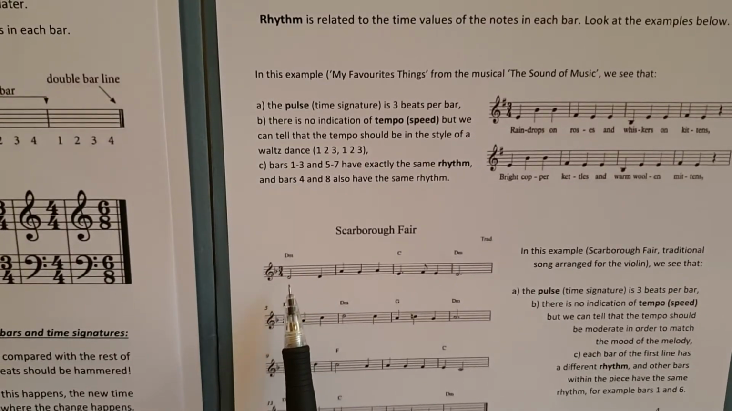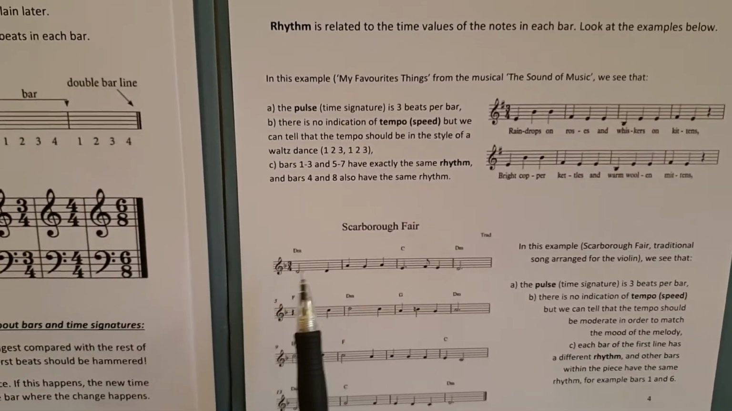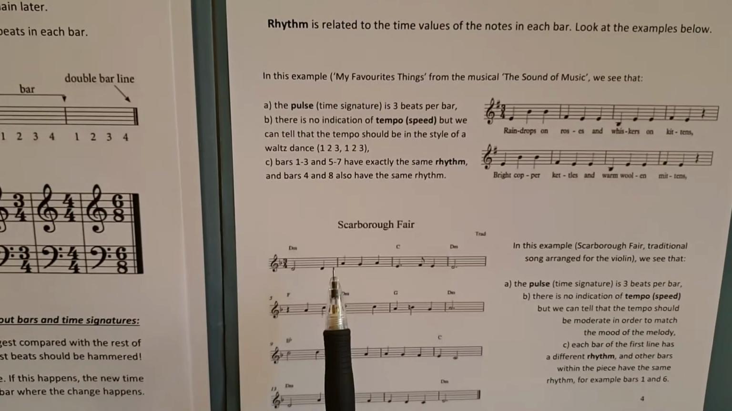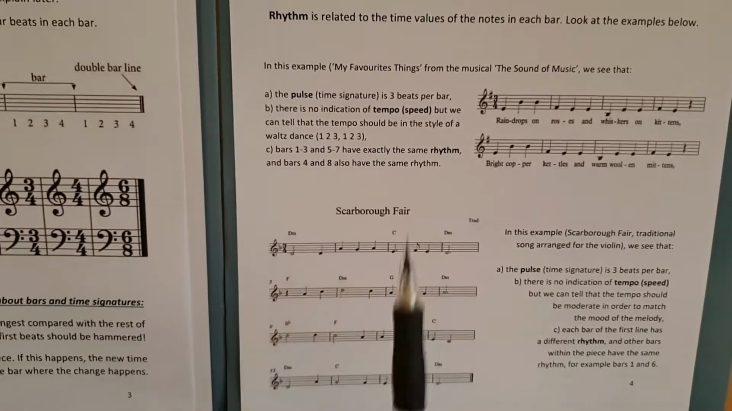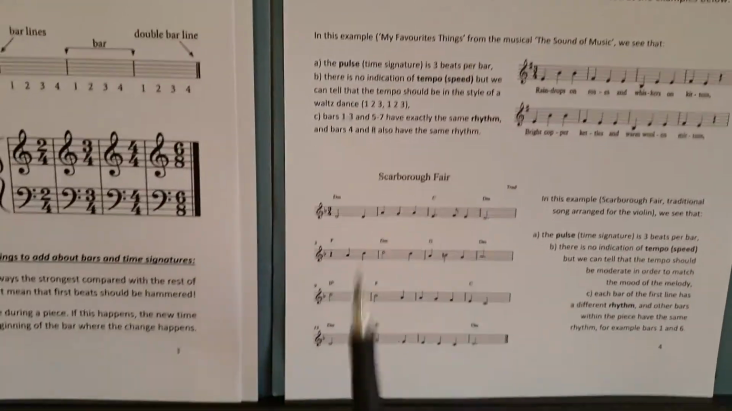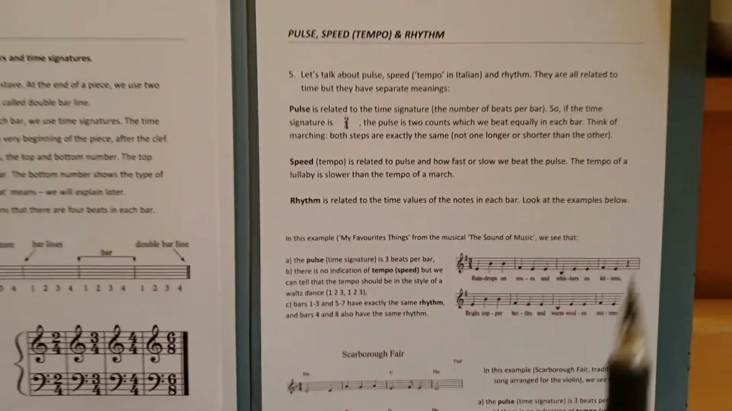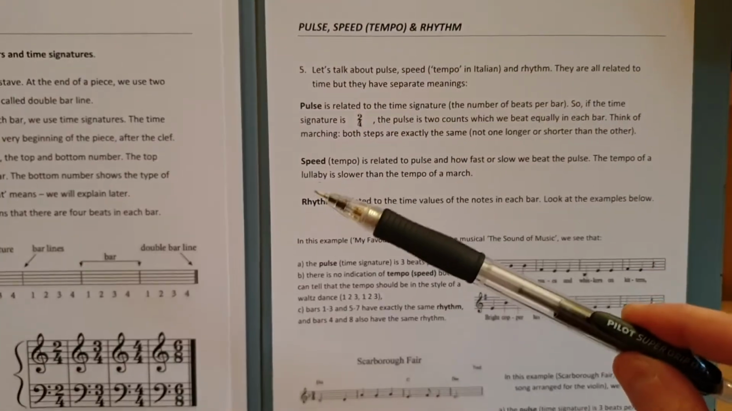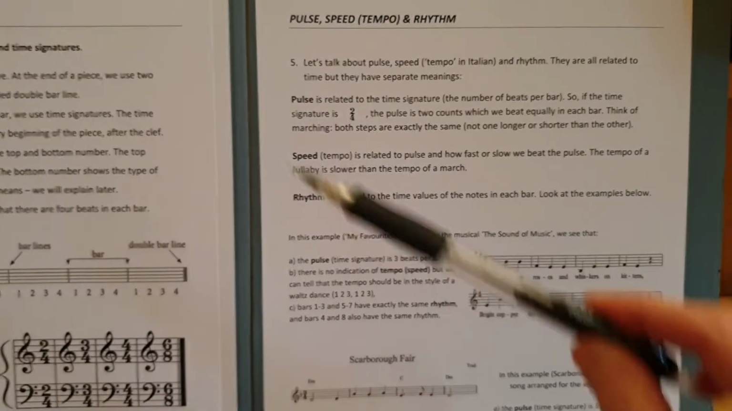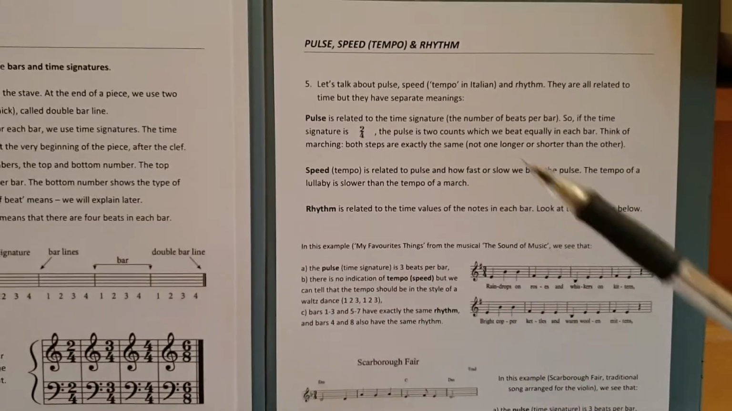And we see that some notes have to last for 2 counts, and other notes have to last for 1, and other notes have to last for half, whatever. Nevertheless, the beat is exactly the same. The pulse is the same. So this is the difference between pulse, tempo, and rhythm. It's all explained here. Okay?